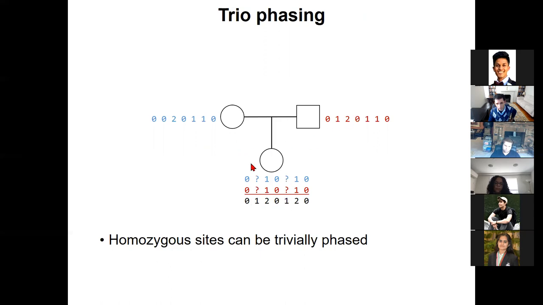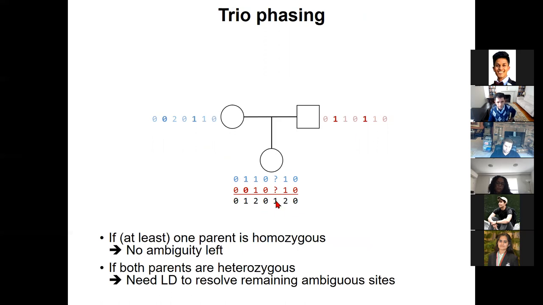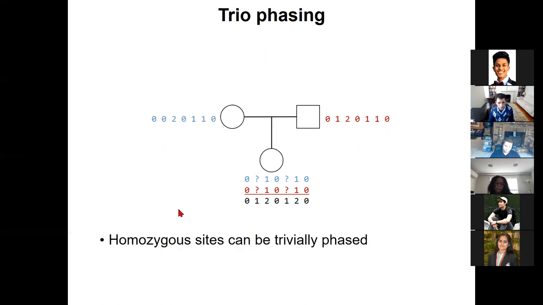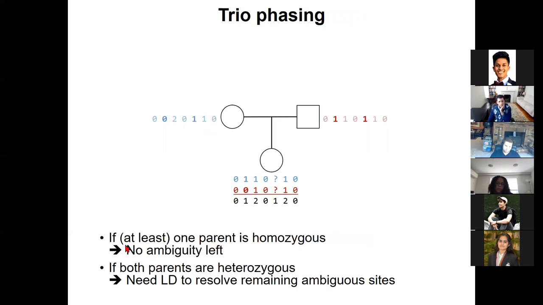where I don't know whether I got it from mom or from dad for every one of those locations, okay? So the homozygous sites can be trivially phased. And then if at least one parent is homozygous, then there's no ambiguity left. So basically here, I know that I have a 1 here and dad is a 0. So I can only have gotten it from mom.